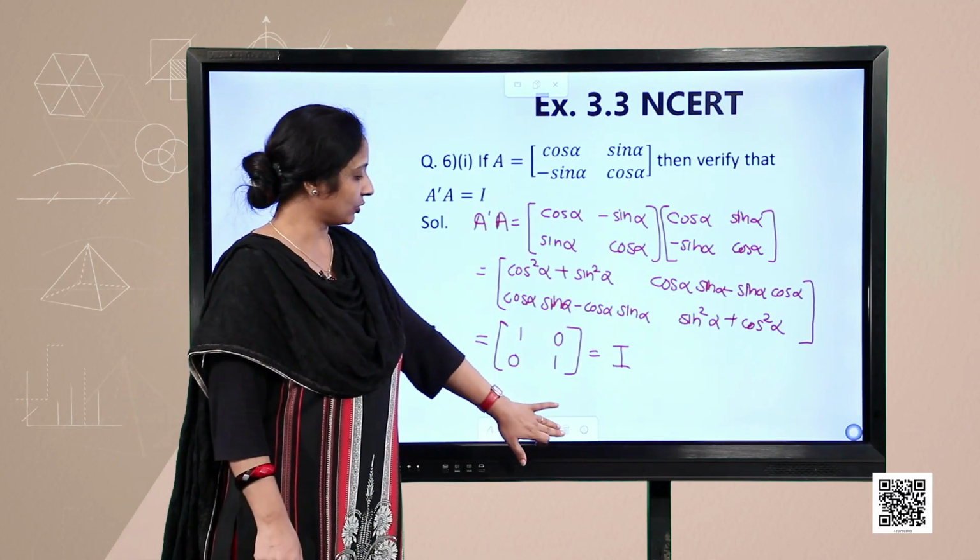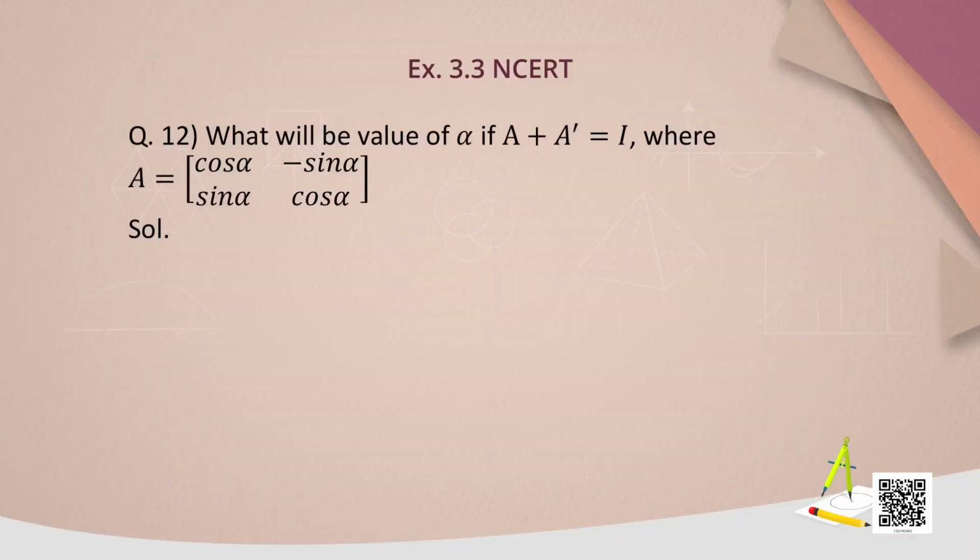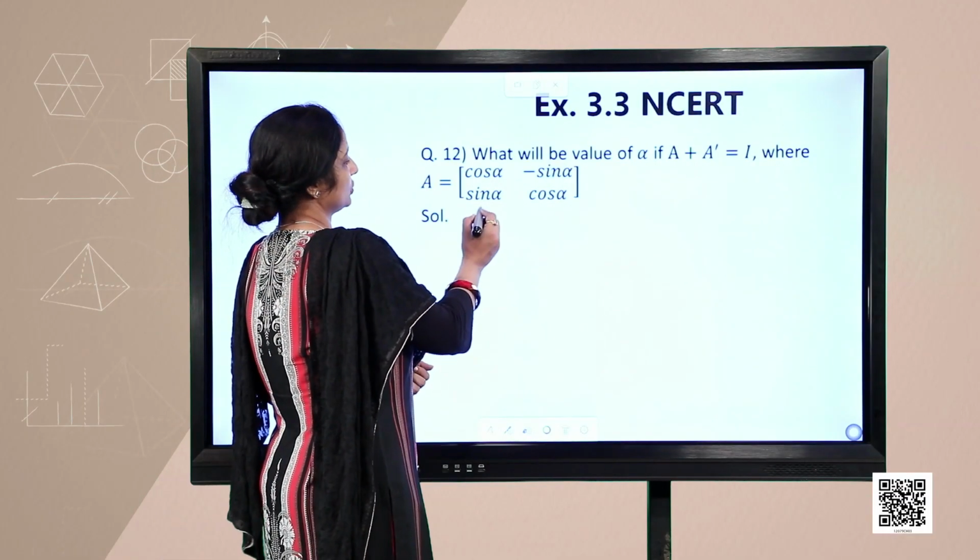This may or may not be holding for every matrix. Let's move on to the next question. What will be the value of alpha if A plus A transpose is identity matrix, where A is given to you?